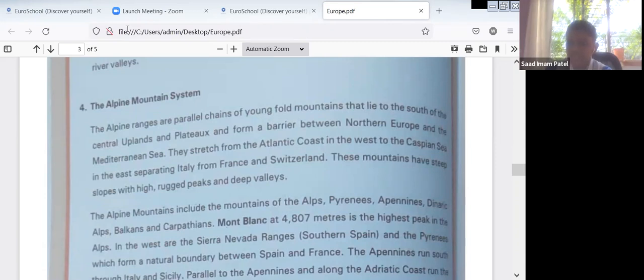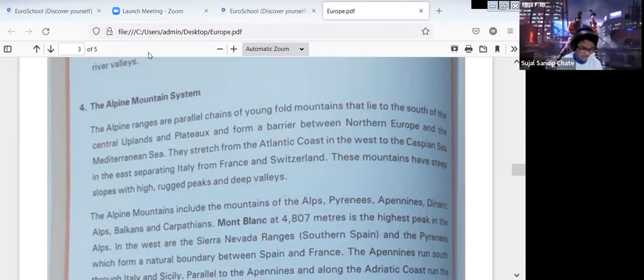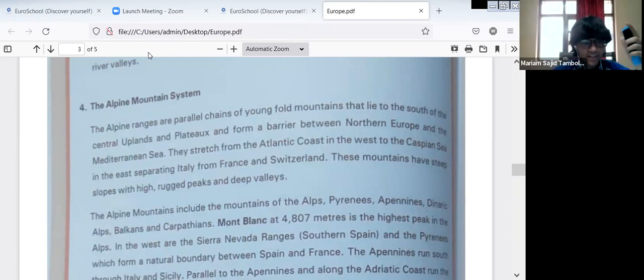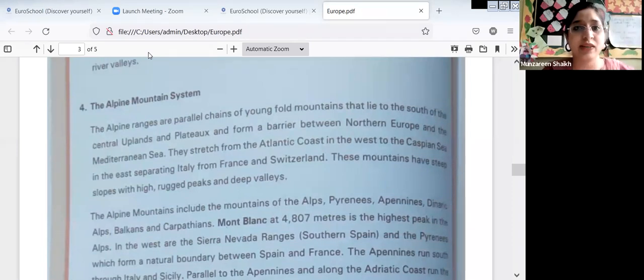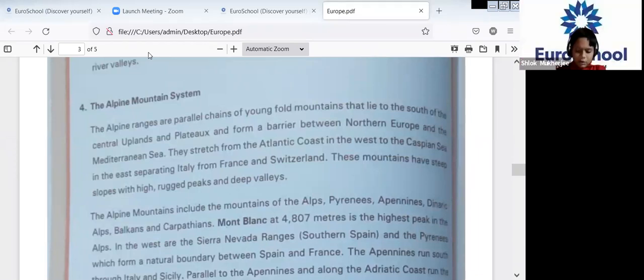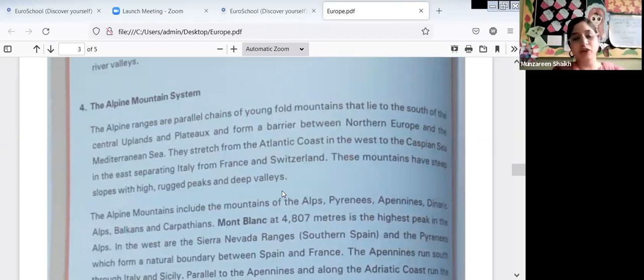Where is Europe located? Who will tell me? It lies between 35 degrees. No, ma'am, 25 degrees. One, raise your hand. Ma'am, Europe lies between 35 degrees north and 73 degrees north latitudes, and between 25 degrees east and west and 65 degrees east longitudes. Very good, very good.